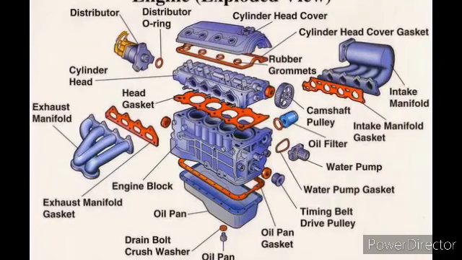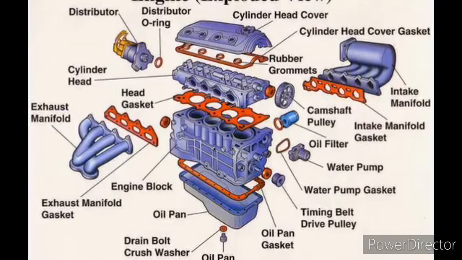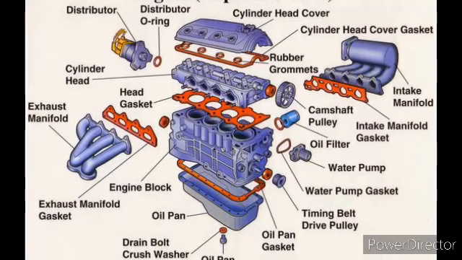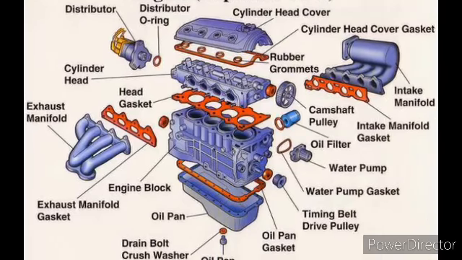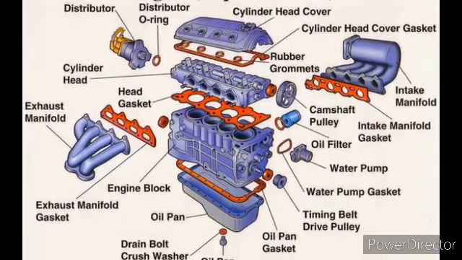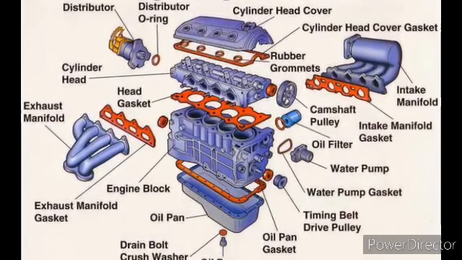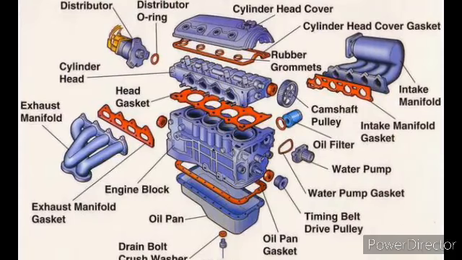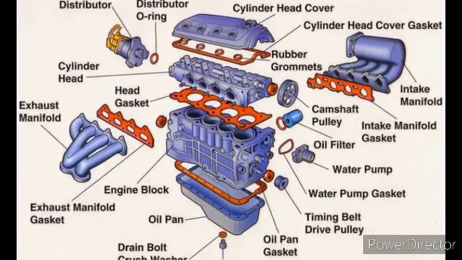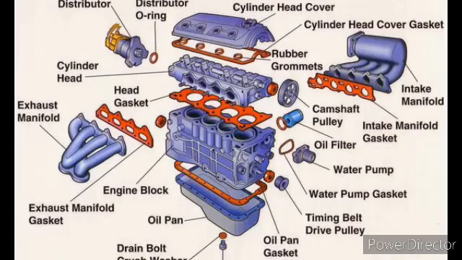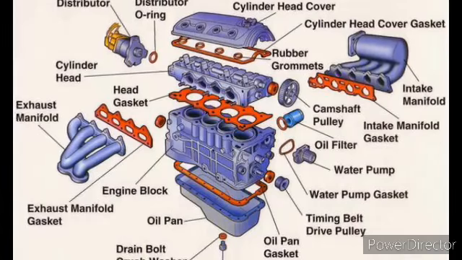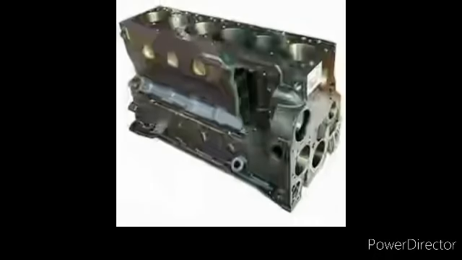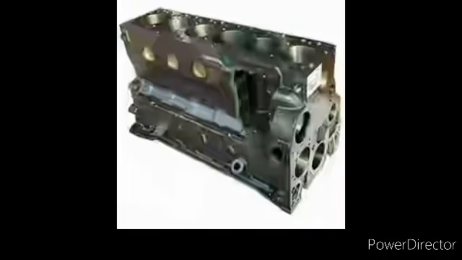In an engine, many parts work together and achieve the goal of converting chemical energy of fuel into mechanical energy. These parts are bolted together, and the combination of all these parts is known as the engine. Today, I am going to tell you about these parts and how they work so you can know the basics of the automobile engine. So first, we have this cylinder block.